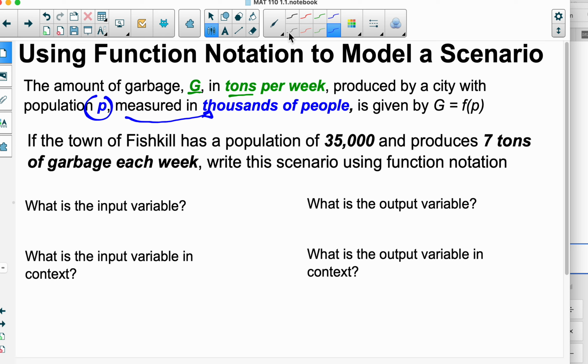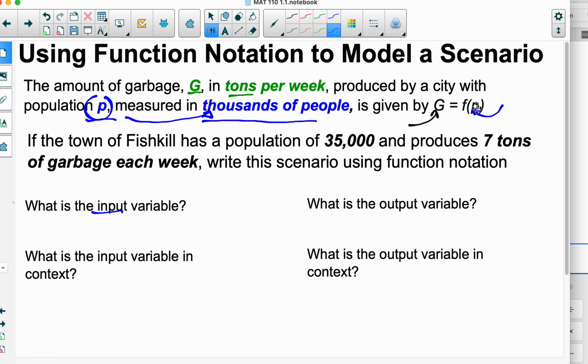And then we are told that this scenario is given by the function G, tons per week, is equal to f of P. Okay, so P is inside the parentheses. When I input how many thousand of people I have, I can tell what my tons of garbage per week are. All right, so let us summarize here.